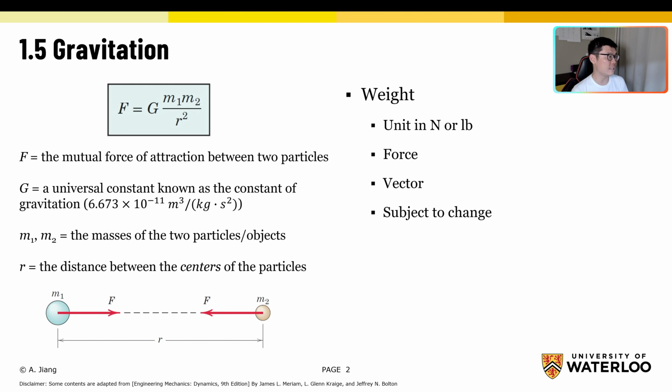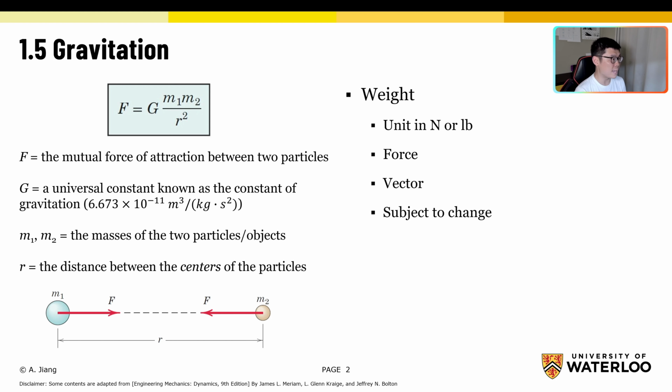And G is the universal constant known as the constant of gravitation. Here, 6.673 times 10 to the power of negative 11 is in SI unit. As a practice, you should try to convert the G to its imperial units.